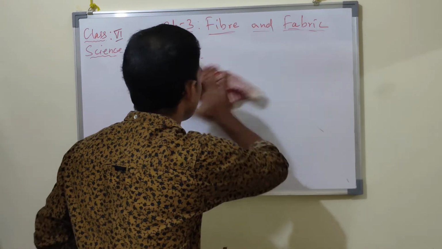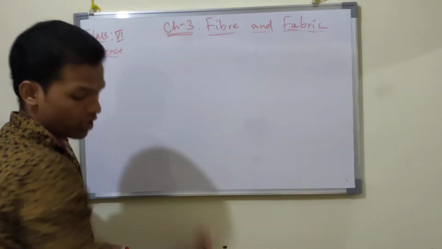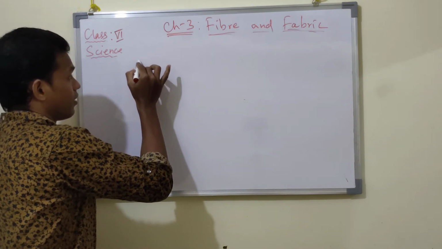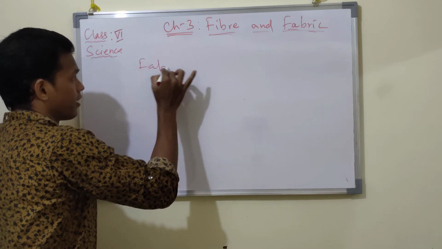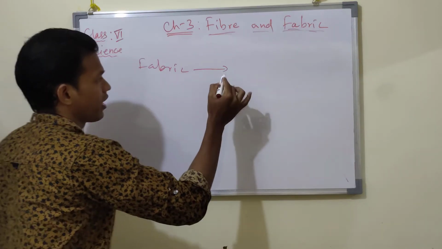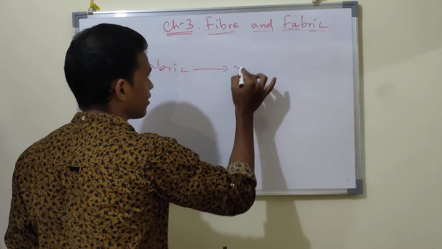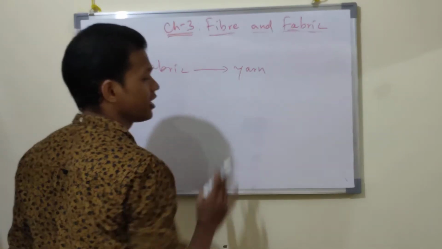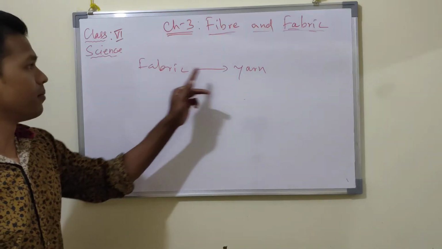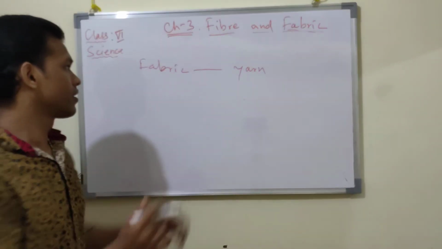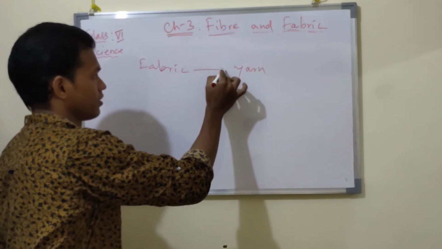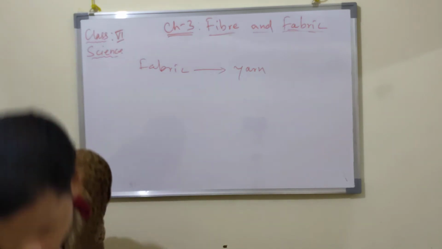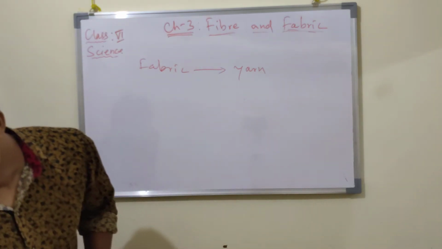From this, what you understood? We understood fabric. Fabric is made up of from where? Of different yarn. Fabric is made from different yarn. Fabric is made up of different yarn.